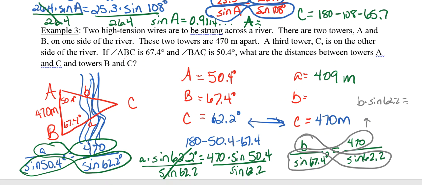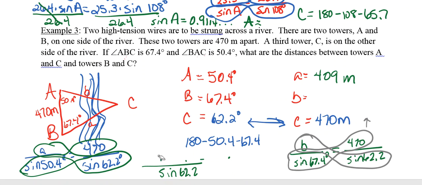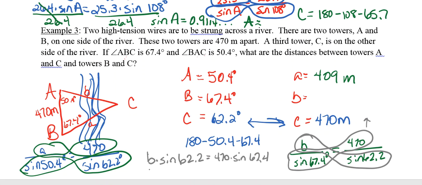62.2. I'm actually running out of room. Let's move that. Since you already have your stuff written down, I'm going to move this out of the way so I have some more room. So we're going to go B times sine 62.2 equals 470 times sine 67.4. Divide by sine of 62.2.